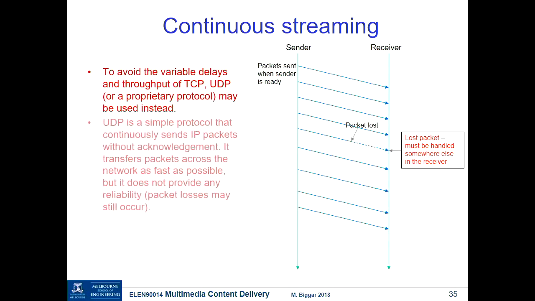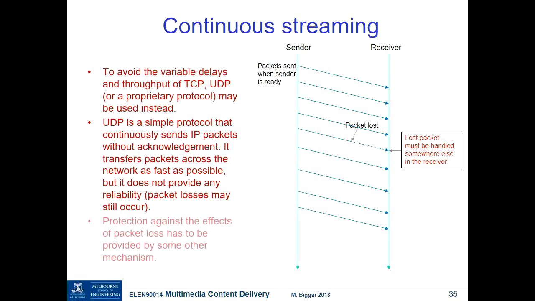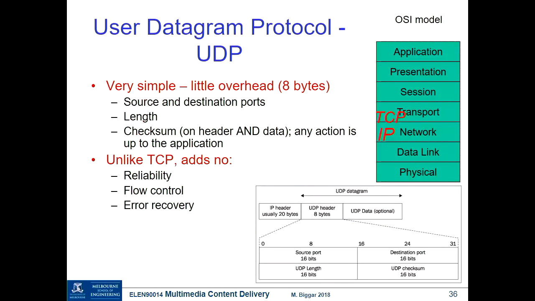And UDP is a much simpler protocol, doesn't have any of the sequence numbering, acknowledgement numbering, flow control or congestion control, and doesn't provide any reliability. So packet losses might still occur. If they can occur in IP, they can occur in UDP. So the protection against the effects of packet loss has to be provided by some other mechanism, such as those we've talked about. If a packet loss occurs, can we hide it? Or what can we do to recover as early as we can from that event?